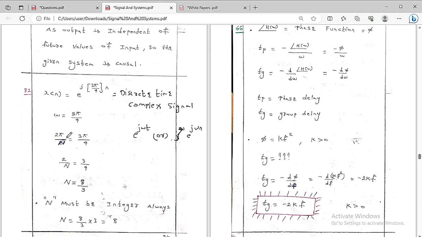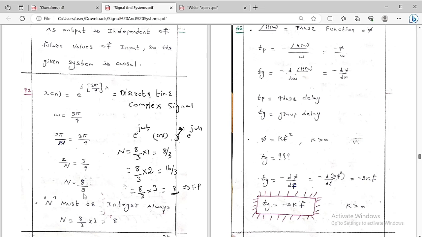If you simplify, pi cancels, and we get 2 by N is equal to 3 by 4. What is the value of N? N is equal to 8 by 3. But 8 by 3 is not an integer. We should get an integer value only, not a fraction. If you multiply by 1, you get 8 by 3, which is not an integer. The next is 8 by 3 into 2, which is also not an integer. Multiplying by another number, we get 8. This is an integer, so this is the fundamental period.